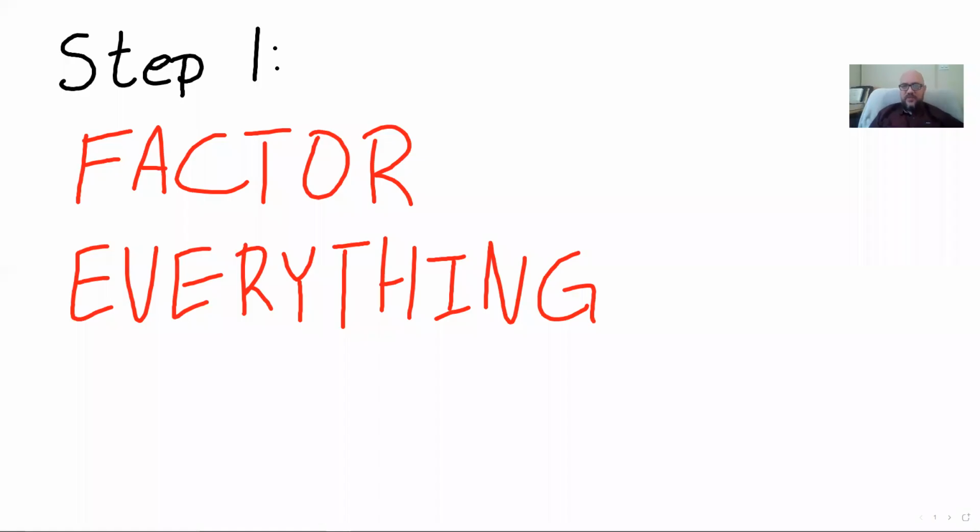Guess what step one is? Factor everything, just like usual. All right, moving along. All right, so here are a couple of examples.